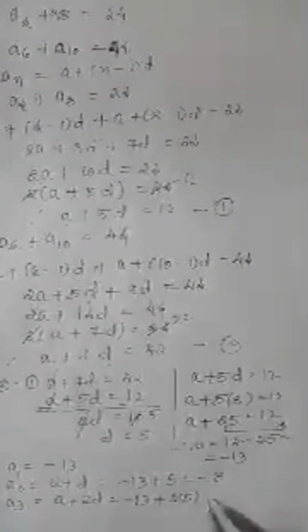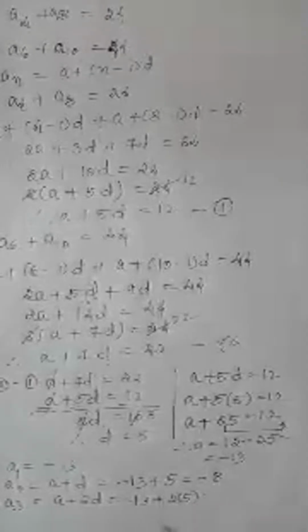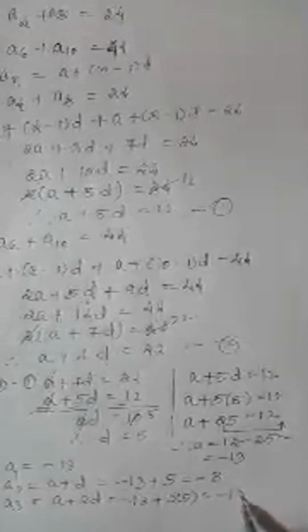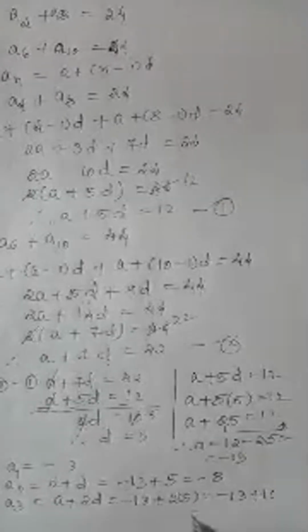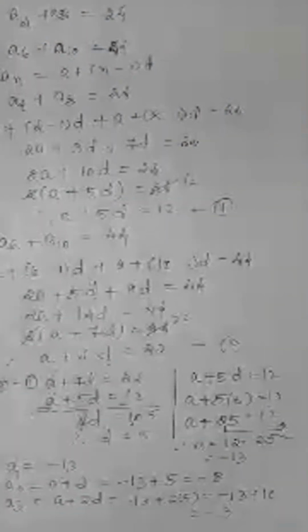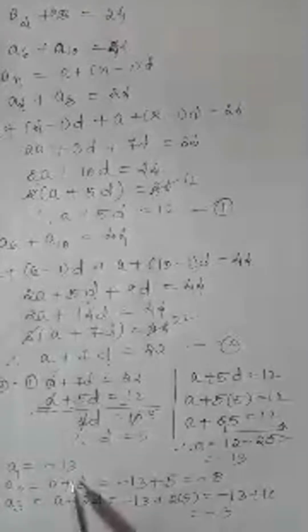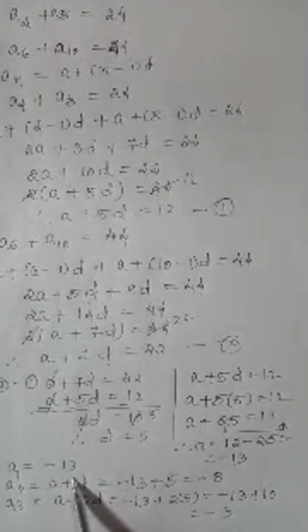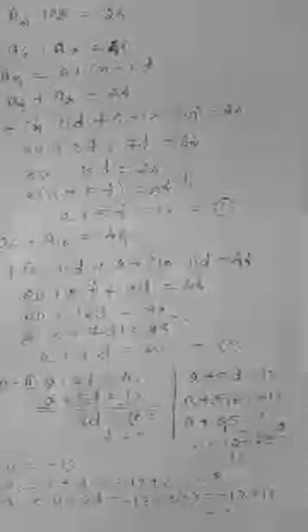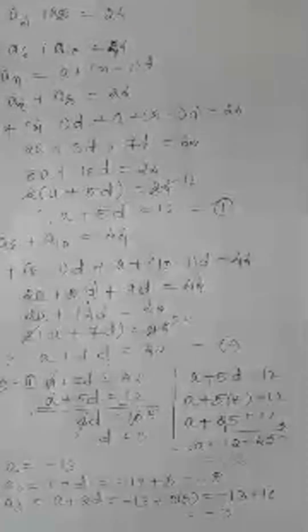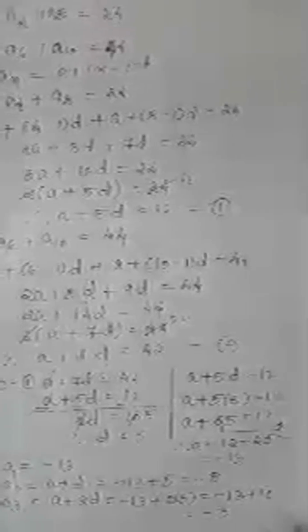5 is equal to what? What is happening? Minus 13 plus 10. 2 5s are what? 10. So what are you getting? Minus 3. Therefore, first three terms of the AP, what are they? Minus 13, minus 8 and minus 3. In this way, we can get the first three terms of the arithmetic progression.